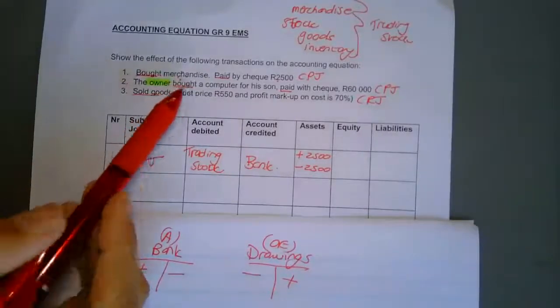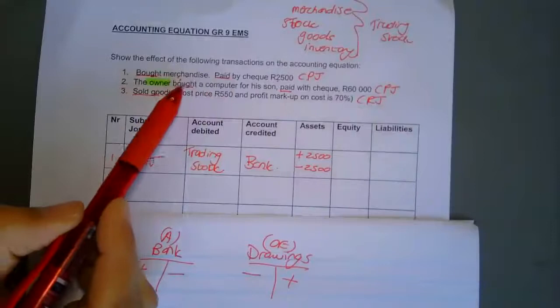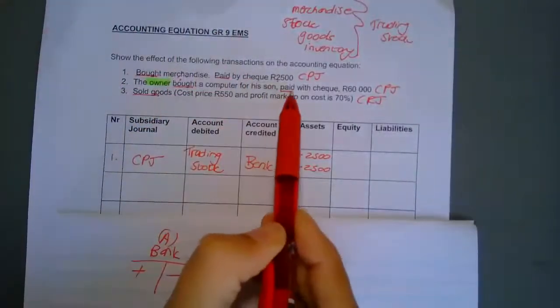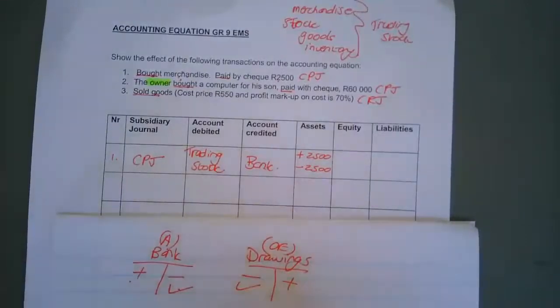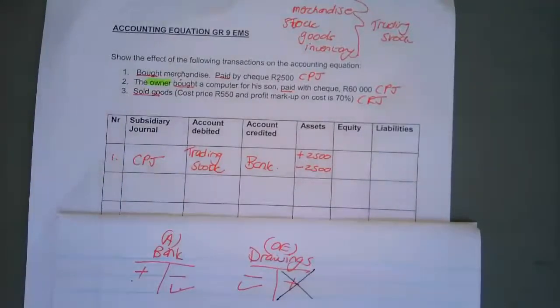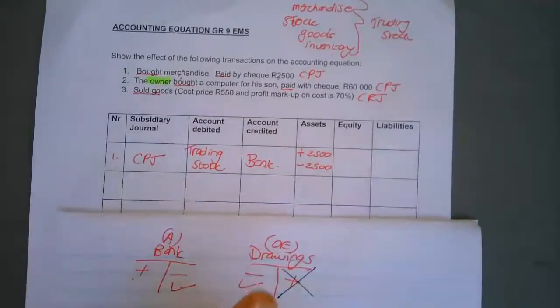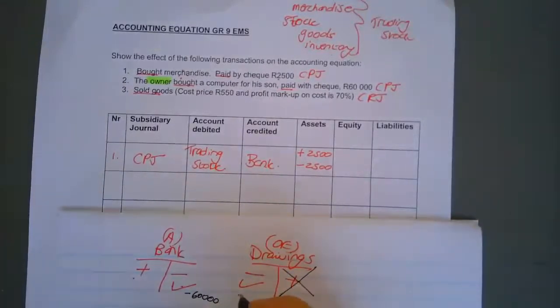When the owner buys a computer and he pays with a check, does bank get money or does bank lose money? Bank loses money. If bank is credited, drawings is debited. And by the way, you never ever credit drawings, because drawings is always an expense. So the bank gave 60,000 Rand to the owner, and that was for the expense of drawings.